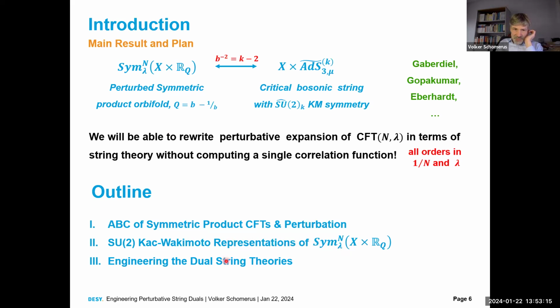And then I will interpret that in this context of engineering a dual string theory. And here, in the last part, I will make heavy use of what has been understood in other work on the subject of these low-dimensional AdS/CFT correspondences. Okay, that's the plan. Any questions?